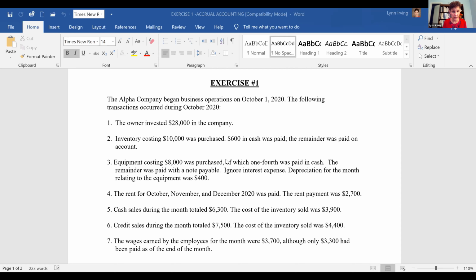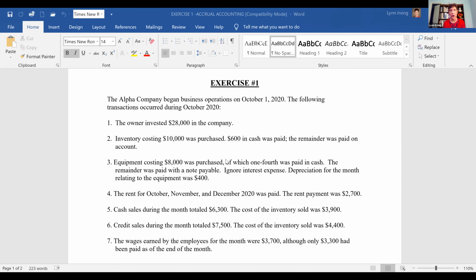But the point is, I would take that $6,300 and put that on my income statement along with the $3,900 as cost of sales. So now I'm adding two things to my income statement. Number 6, I had some more sales, but I didn't get any cash.